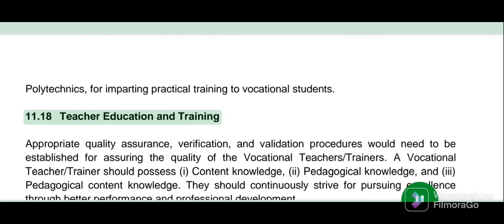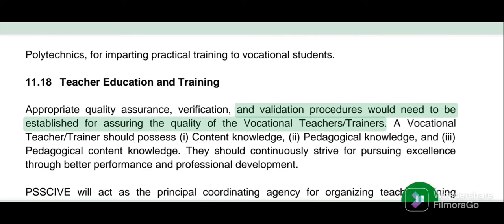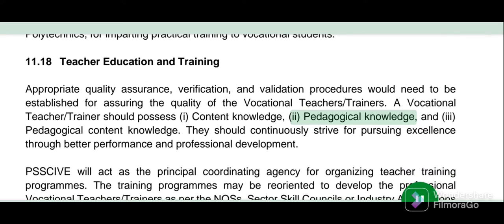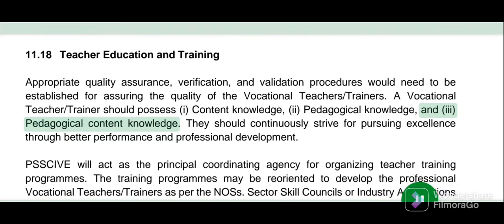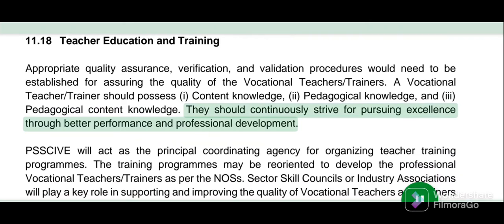11.18 Teacher Education and Training. Appropriate quality assurance, verification, and validation procedures would need to be established for assuring the quality of the vocational teachers trainers. A vocational teacher trainer should possess content knowledge, pedagogical knowledge, and pedagogical content knowledge. They should continuously strive for pursuing excellence through better performance and professional development.